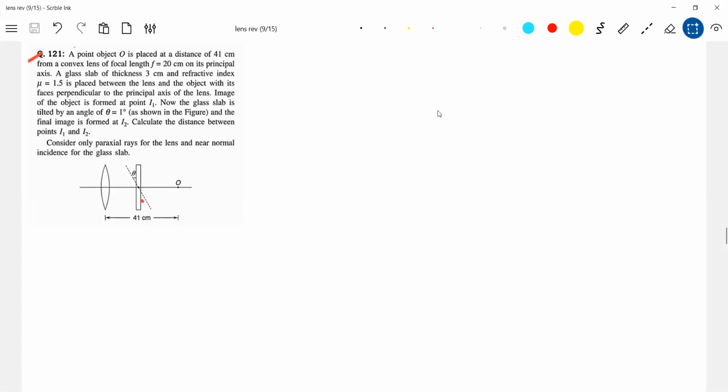First, we'll calculate the position of the first image I1. So here, where the image I1 will be in the given diagram. So what about the image I1? What shift will we calculate? The shift produced will be 1 minus 1 by mu into T. Mu is 1.5, so this will be 2 by 3. Thickness of slab 3, so 1 centimeter is the shift. Then according to the formula, 41 centimeter. So it will appear to be at 40 centimeter, equal to focal length plus 20.